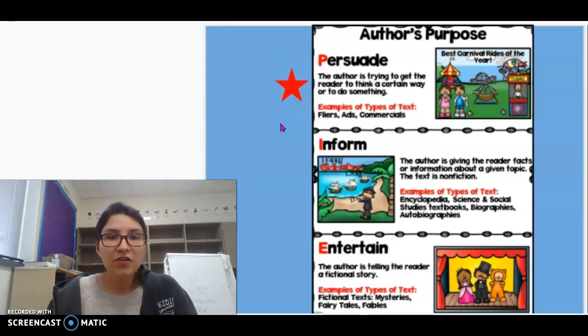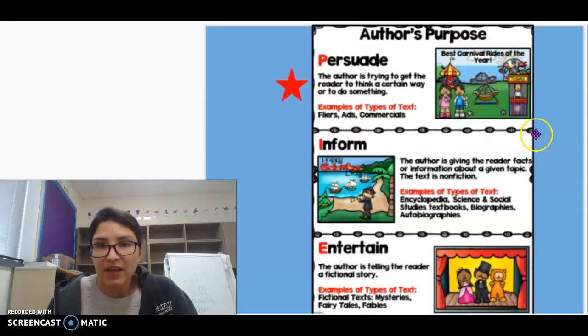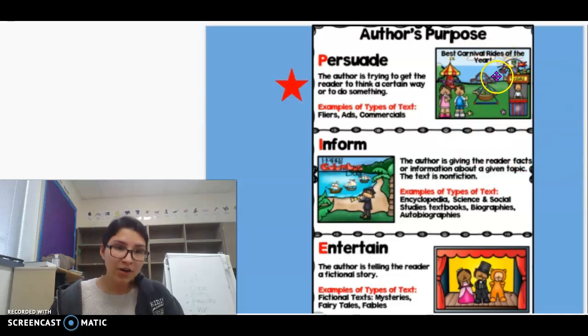Persuade. The author is trying to get the reader to think a certain way or to do something. What are some examples of texts that are persuasive? Persuade: flyers, ads, or commercials. Here's a little flyer for Best Carnival Rides of the Year. It's a flyer for the carnival. Best Carnival Rides of the Year.